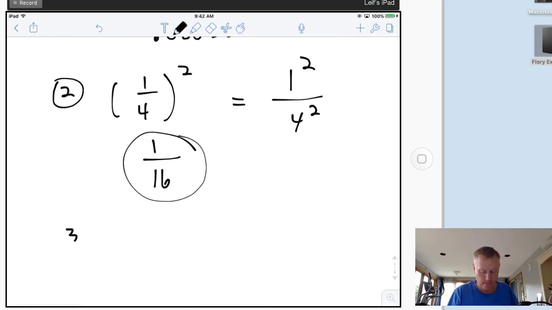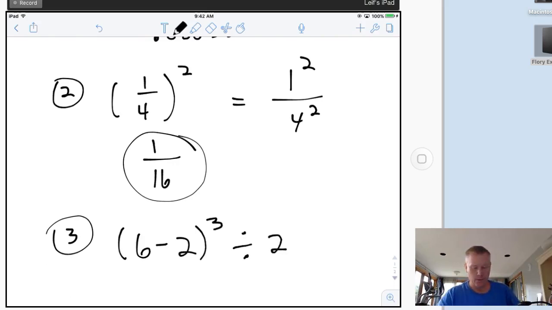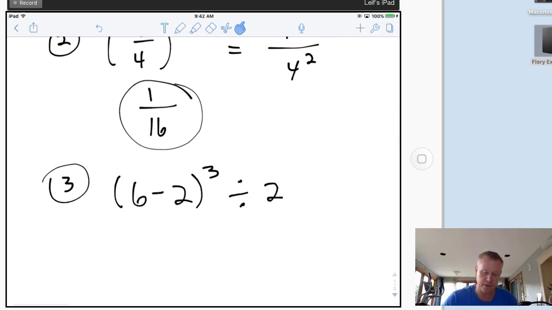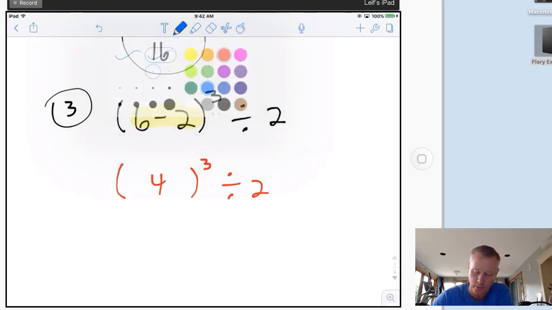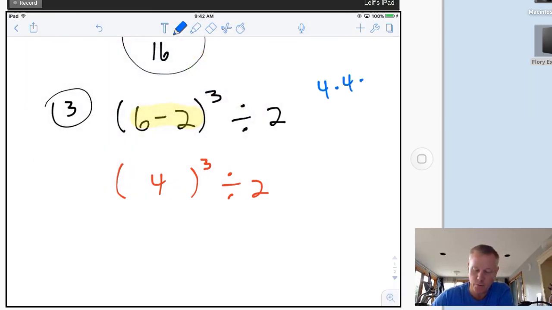Number 3. This one's a little bit more order of operations. So with this one, I do the PEM. So parentheses first. That means I'm going to start with that 6 minus 2 first, okay? And when I do that, 6 minus 2 is 4. Next, I'm going to do the exponents. So that's 4 to the 3rd power, which is, you can either use your calculator or not. 4 times 4 times 4.